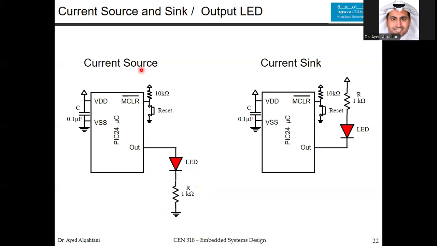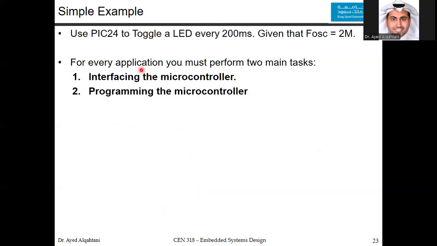Now let's have a simple example. After introducing the symbol boards, the switches, and the LEDs, let's see a very simple example and try to work things out. And then we will go to more definitions. This simple example says that you want to use a PIC24 to toggle an LED every 200 milliseconds. So every 200 milliseconds, you want to toggle an LED. You are given the frequency of oscillation, and remember the talk that we had before about it. The frequency of oscillation here is 2 megahertz.